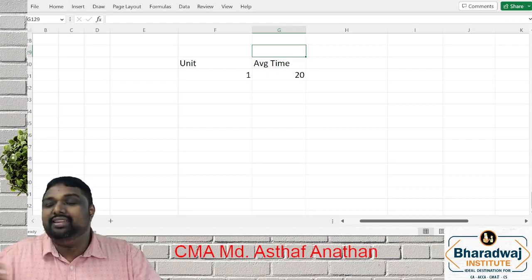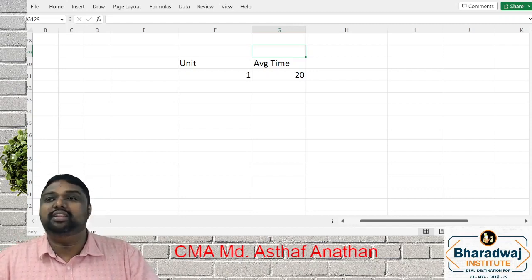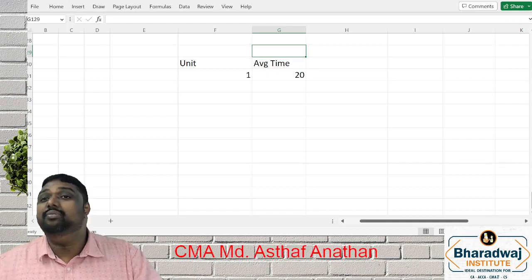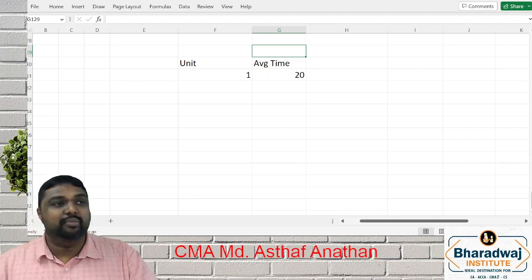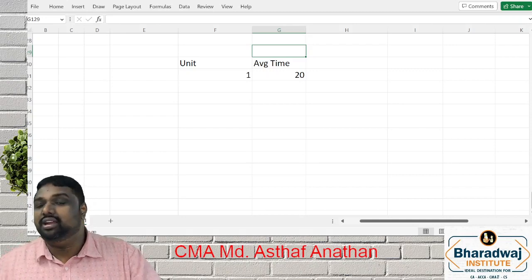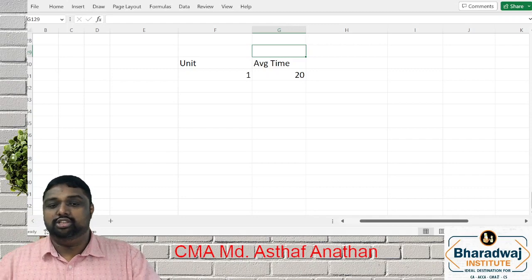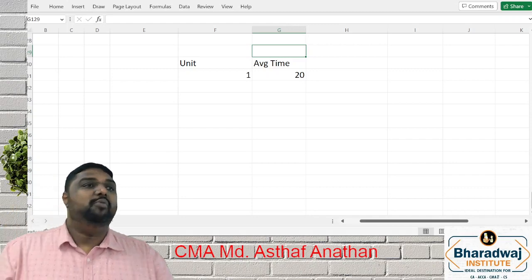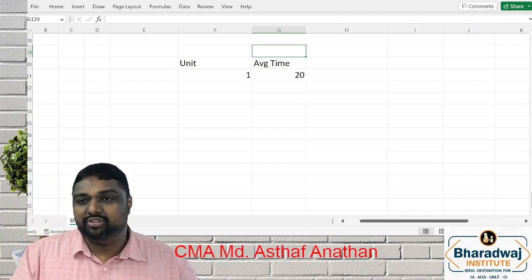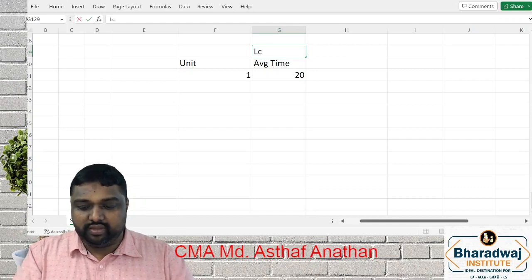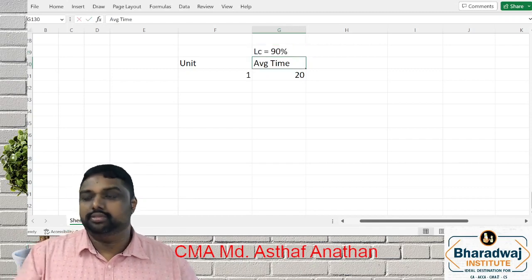Typing is like this: if you finished the first page in 10 minutes, the next page you may finish in 5 minutes. That learning curve will be fast. But this government job may be more technical, so the learning efficiency will be different. Job to job it will change. So the question will mention what the learning efficiency is. Let's say your learning curve efficiency is 90%.